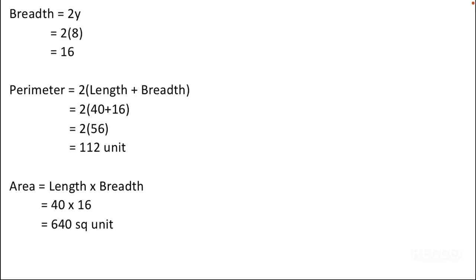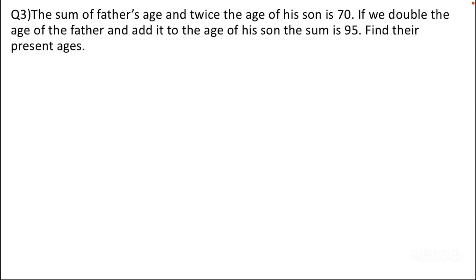So let us move on to the third and last question for today's video. So let us see. The sum of father's age and twice the age of his son is 70. If we double the age of father and add it to the age of his son, the sum is 95.